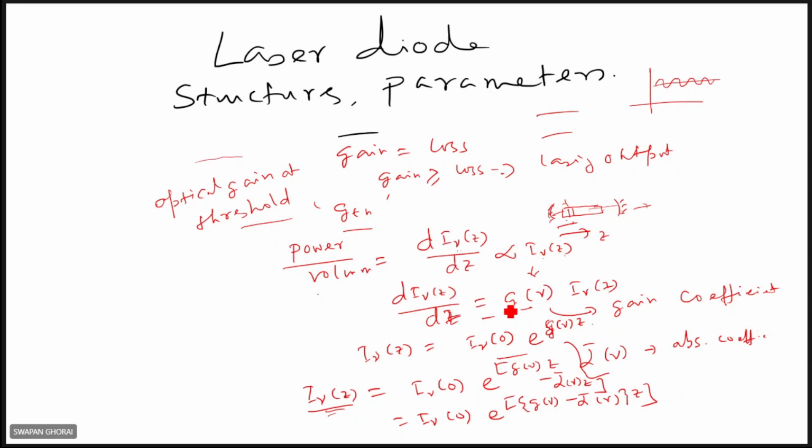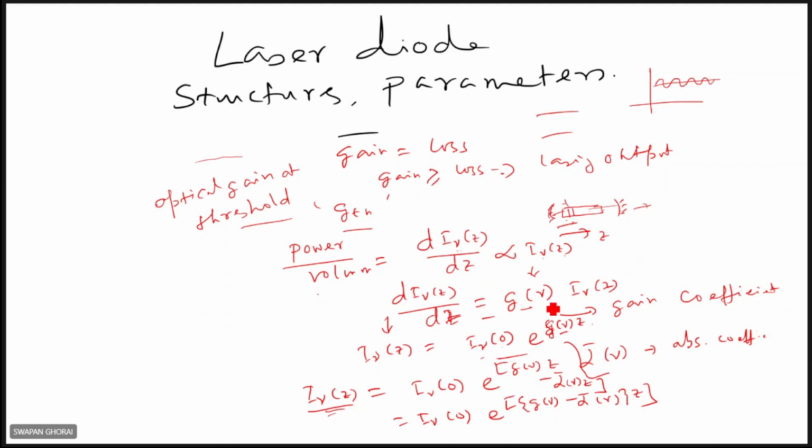Now, if you solve this simple differential equation, I_nu(z) will be I_nu(0) e^(g_nu z), where I_nu(0) is the initial intensity at z equal to 0. It's very simple. Just integrate it and you will get it. And you see, this is the gain.